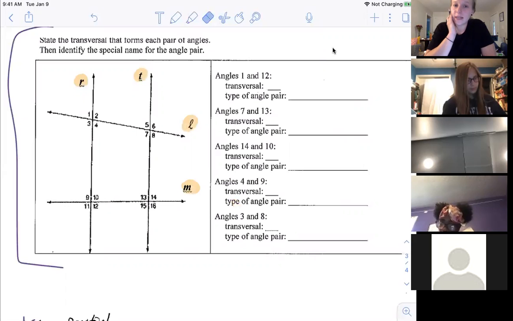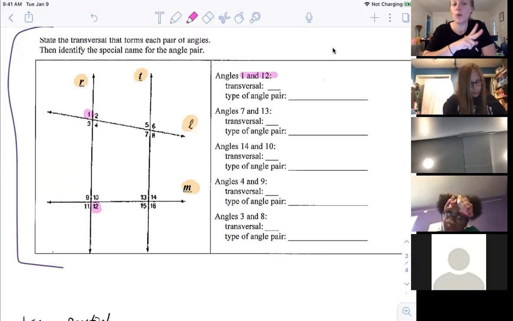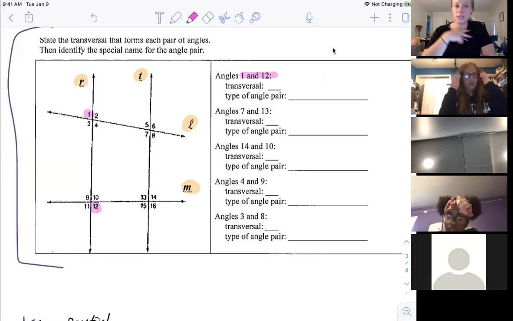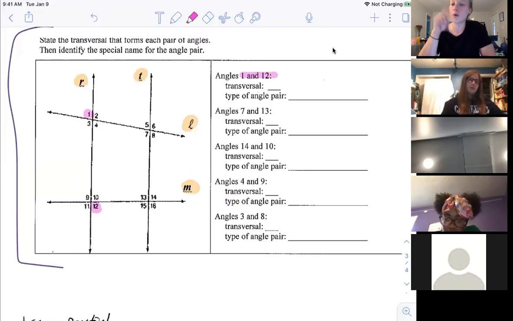I'm going to ask you to identify the transversal and the angle relationship based on the angle type I give you. The first angles I give you are 1 and 12. I want to know what the transversal is, and how 1 and 12 are related. Are they corresponding angles? Alternate interior? Alternate exterior? Consecutive interior? Consecutive exterior? Those are the questions I'm going to ask. I just want one person to give me one of each, so that's essentially 8 to 10 blanks.